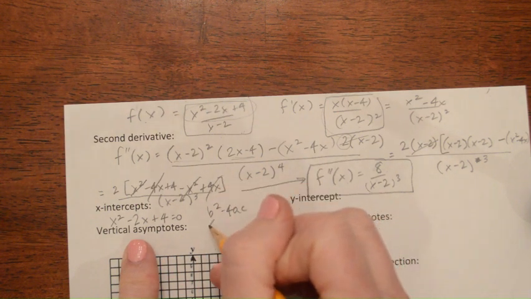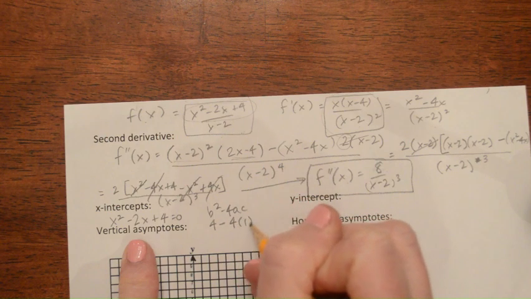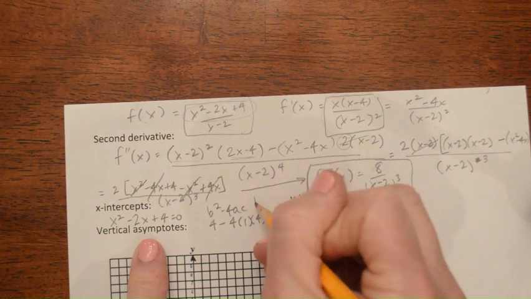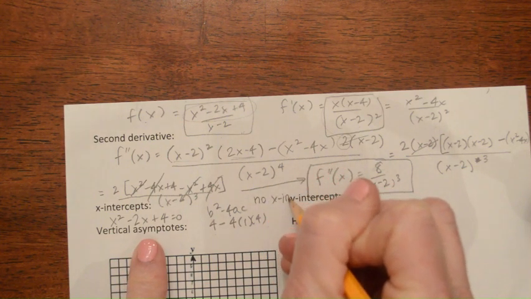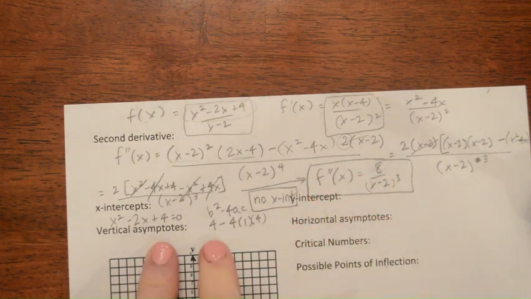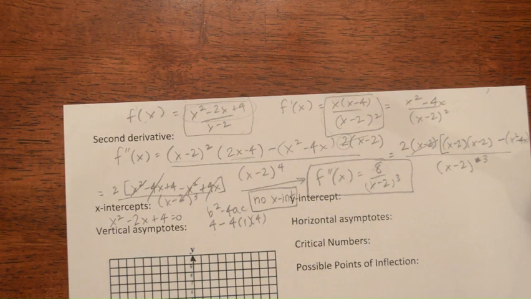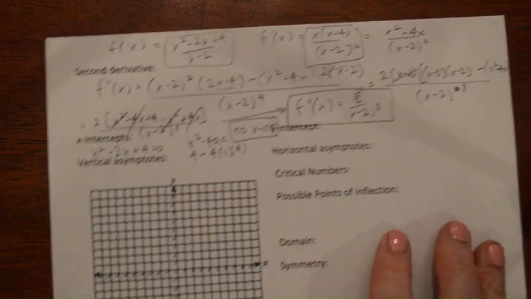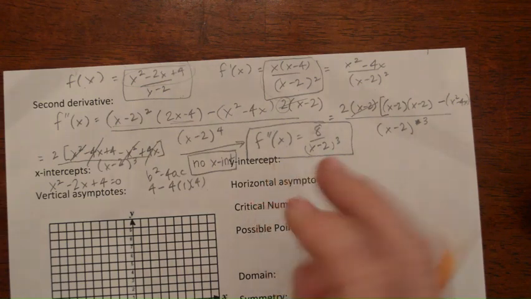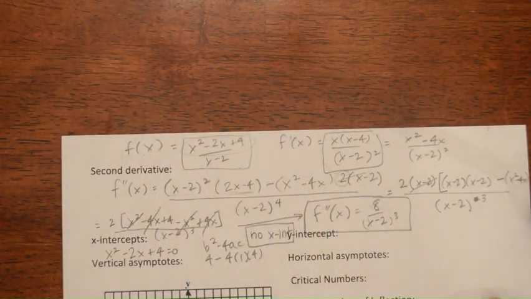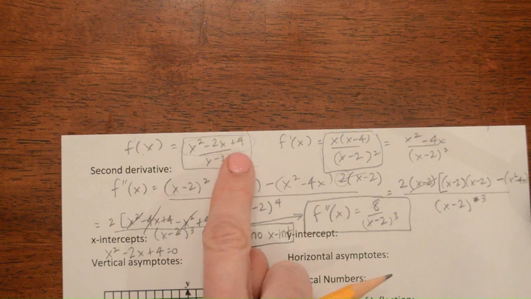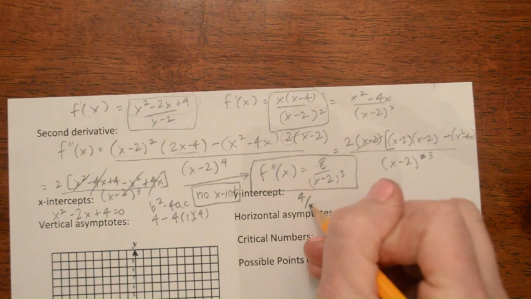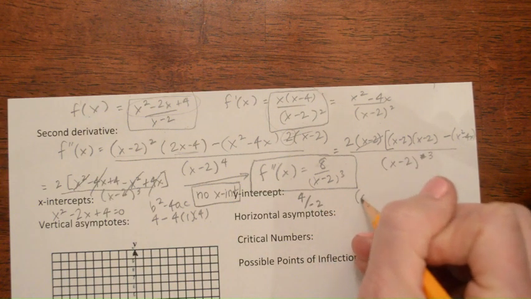So b squared would give us 4 minus 4 times 1 times 4. That would be 4 minus 16, so this is imaginary. So no x-intercepts. All right, our only zeros are imaginary, so because we're graphing on a real x and a real y axis, we will not have any intercepts. All right, but for the y-intercept, we plug 0 into the original function. So we're going to get 0 minus 0 plus 4 over 0 minus 2. So we're going to end up with 4 over negative 2. So the y-intercept is 0, negative 2.